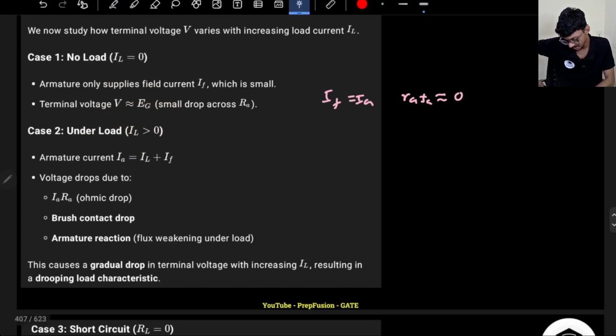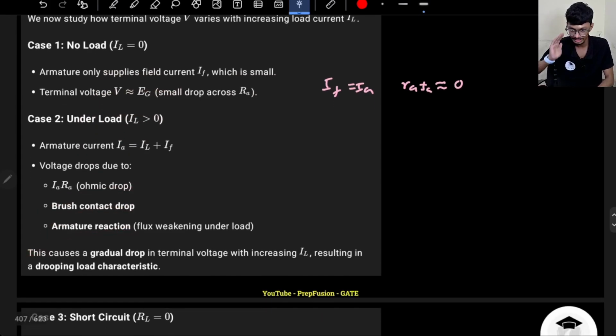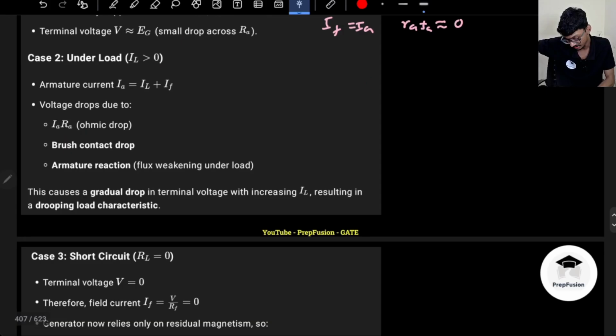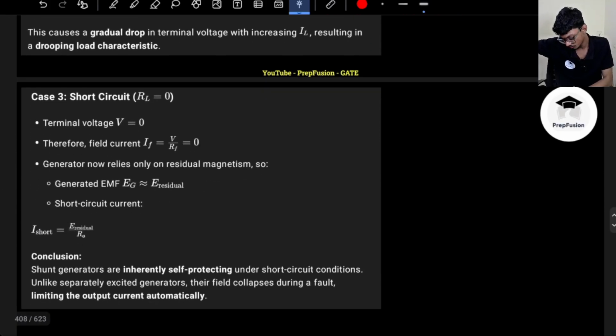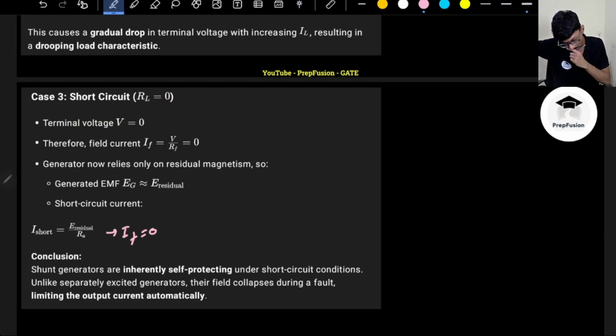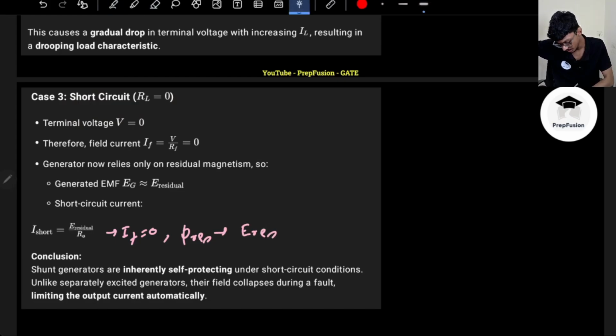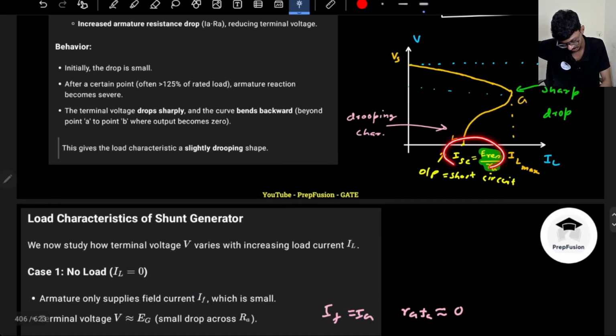Under load, when IL is greater than 0, there will be these three drops, due to which there will be a gradual decrease in the voltage, and after a certain point there will be a huge decrease. When the output is short circuit, at that point the field current is 0, and if the field current is 0, the only voltage developed will be due to the residual flux, because speed is constant. So only phi residual is there, due to which the residual EMF E residual will be induced. So the short circuit current I short will be equal to E residual divided by RA, according to this graph, whatever we had discussed.